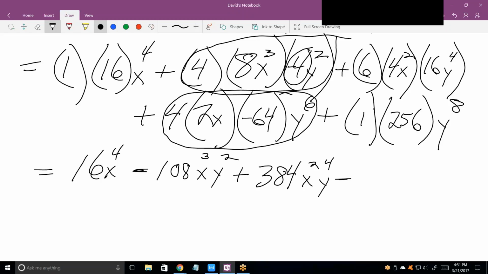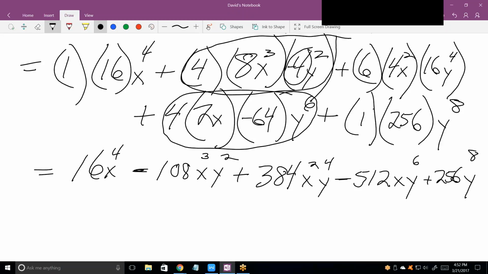So what's 8 times 64? It's got to be 512. Negative 512. Okay, what's the rest of it? X, and then y to the sixth. Okay. And finally, the last term: 256 y to the eighth. Got it. Now we're fully expanded. There's nothing more I can do.